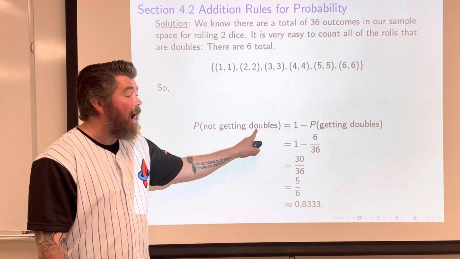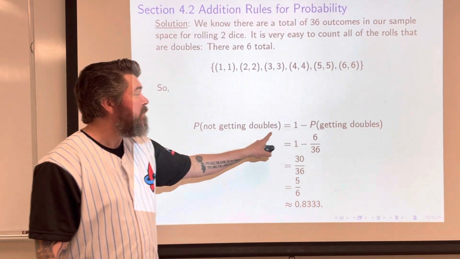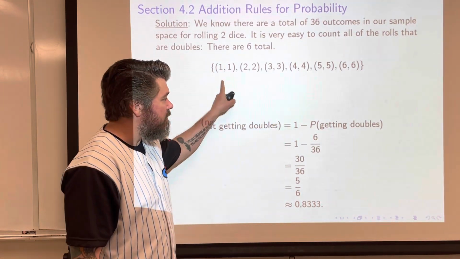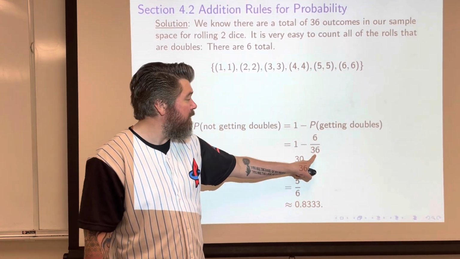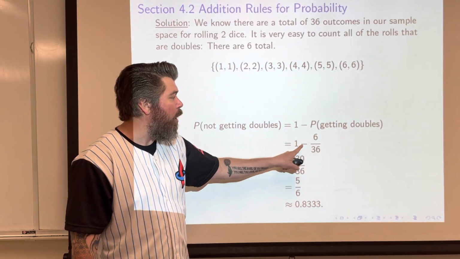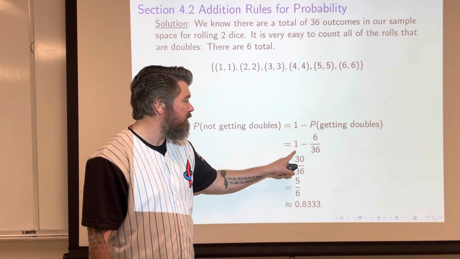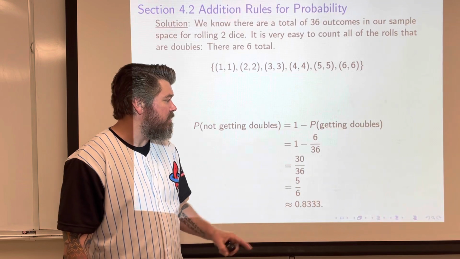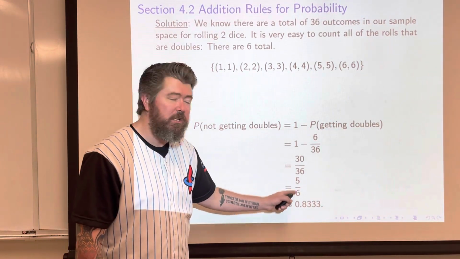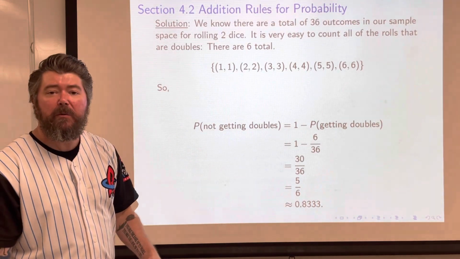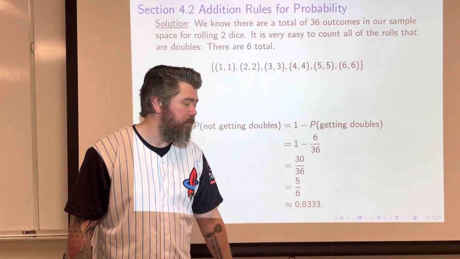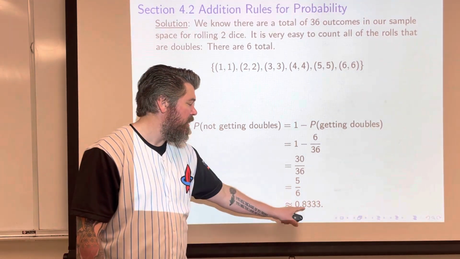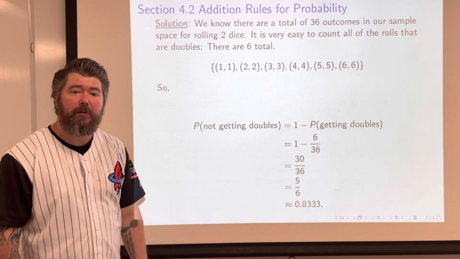So the probability of not getting doubles using our formula is 1 minus the probability of getting doubles. Well, there's 6 doubles out of a total possibility of 36. So we have 1 minus 6 over 36, which is really 36 over 36 minus 6 over 36, which gives us 30 over 36, or we can reduce that to 5/6. Or if we prefer a decimal value, we can write it as 0.8333. So the probability of not getting doubles is approximately 0.8333.